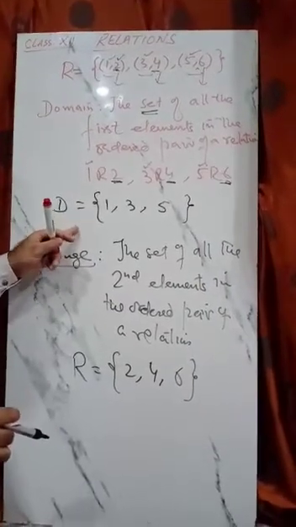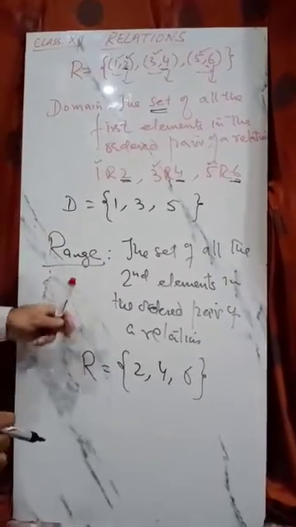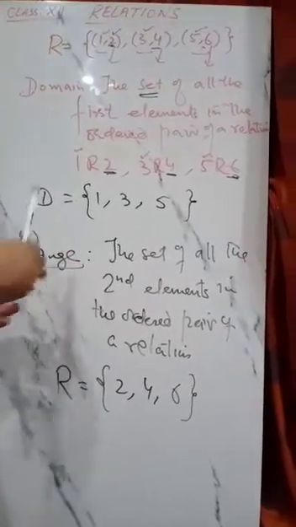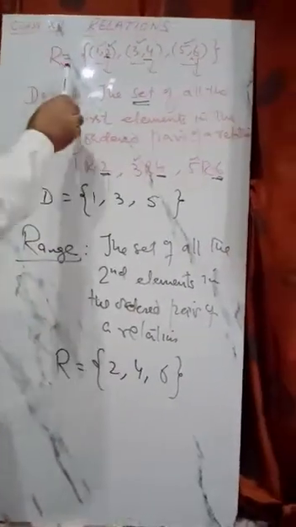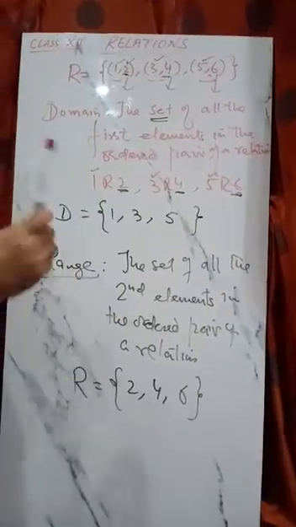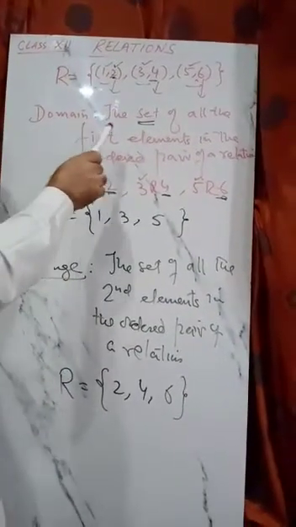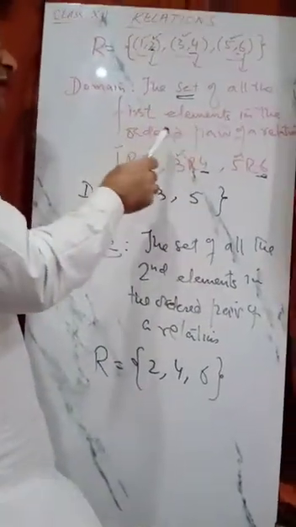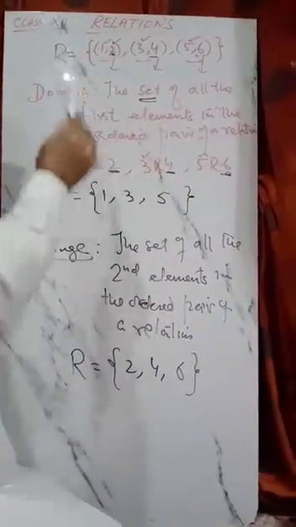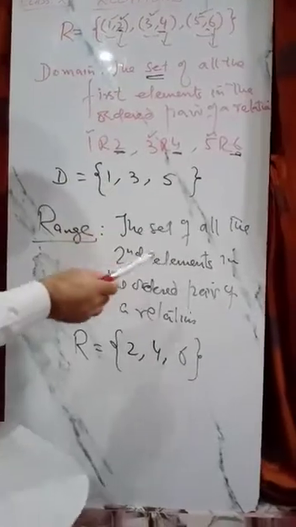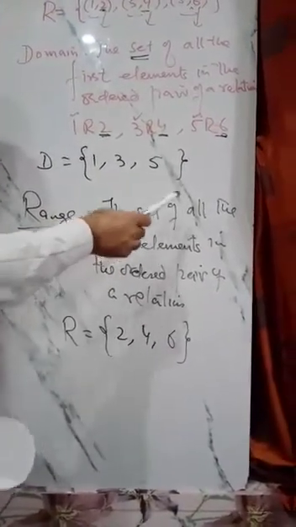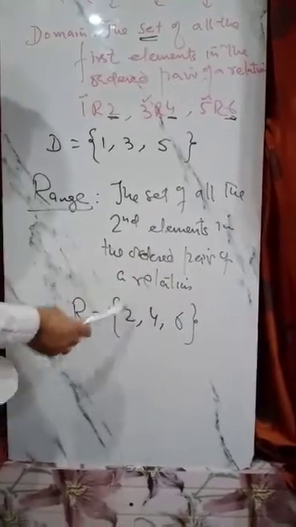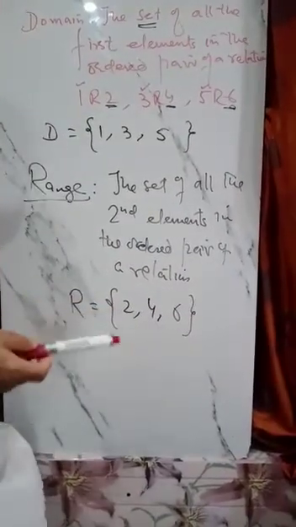This is a very simple example of the concept. You understand the concept of domain and range of a relation. That means domain is nothing but the set of all the first elements or values in the ordered pairs of a relation, and range is nothing but the set of all the second elements or values in the ordered pairs of a relation. In the next video we'll see some more.